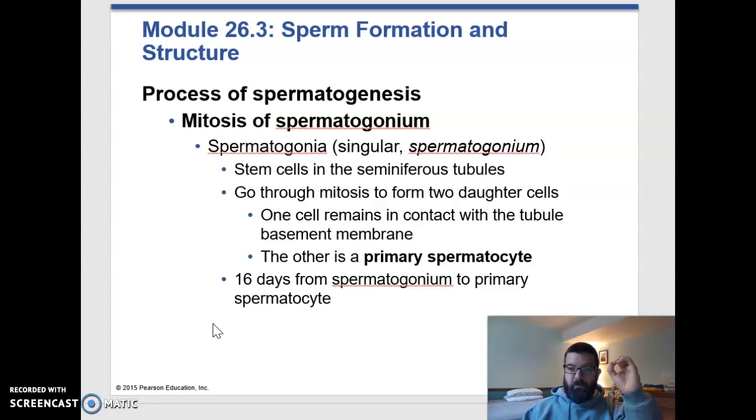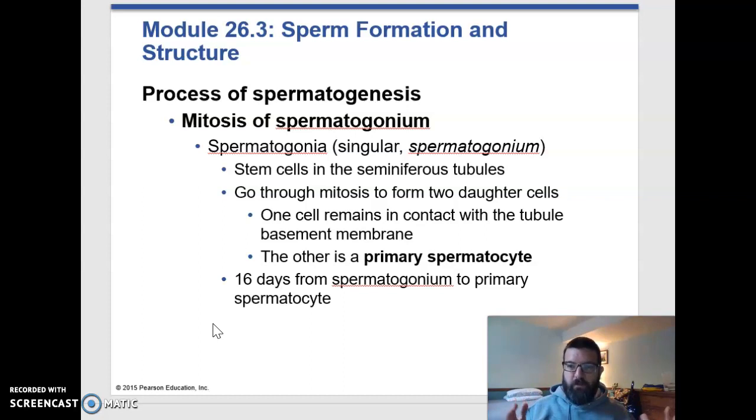So really, that spermatogonium has to copy itself through mitosis, and one of those 2 will undergo meiosis and make sperm. The other one will hang out, remain a spermatogonium, will copy itself again through mitosis, so that the other one can go on through meiosis. That's why mitosis is important first, so that you can continuously do this process over and over and over again.